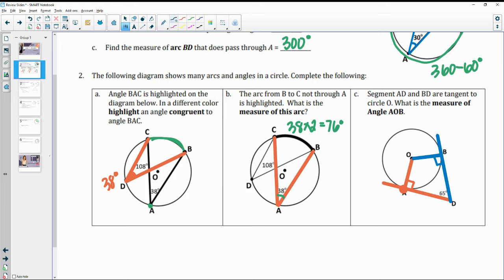Then we know that the total degrees in a quadrilateral, so if you see we've got this quadrilateral here, the total degrees in any quadrilateral is 360. So we can do 360 minus 90 minus 90 minus 65 to get our leftover angle here of 115 degrees. So that's going to be the measure of that central angle, AOB.